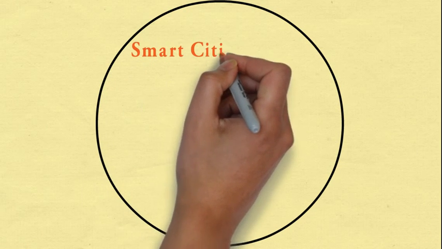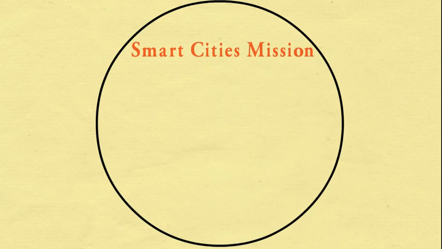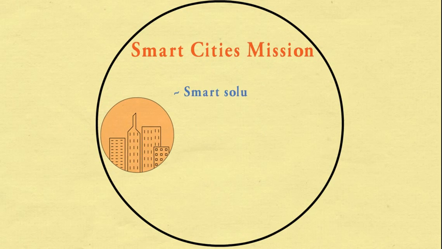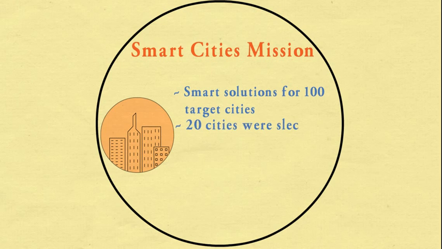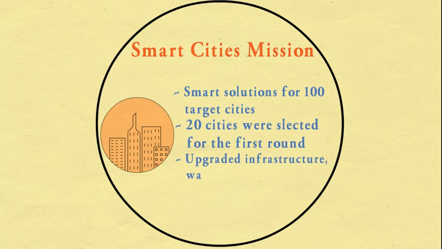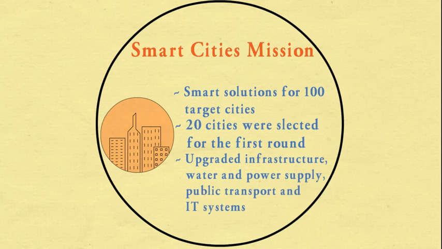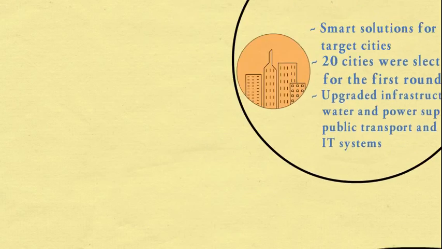To improve quality of life, Smart Cities mission aims to provide core infrastructure in 100 target cities through smart solutions. In the first round, 20 cities were selected for urban renewal. They will receive an upgraded infrastructure, water and power supply, public transport, and IT systems.